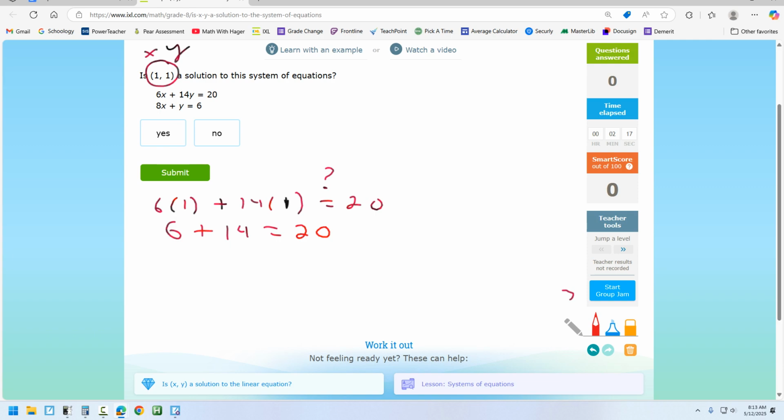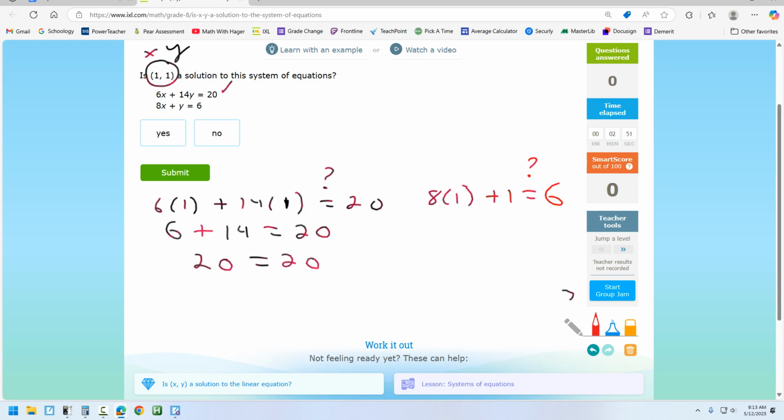And 6 plus 14 gives me 20. And on the right side I had 20. So does 20 equal 20? Yeah. So that means it works in the top one. We also have to check and make sure it works in the bottom. So we're going to fill in 1 for x. We're going to fill in 1 for y. And the question is, does that come out to 6?